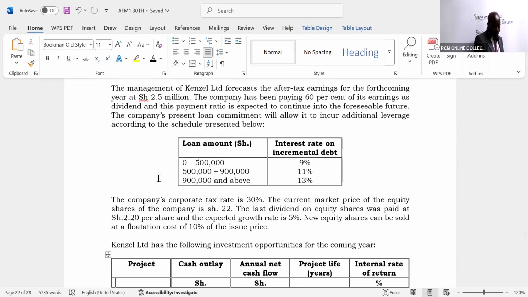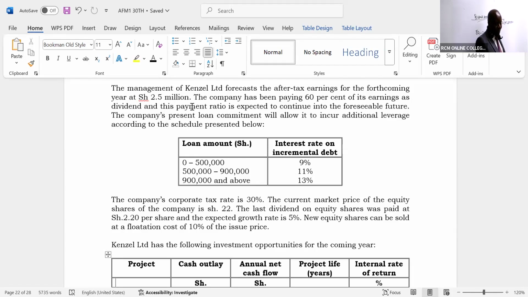It's here. The management of Kenzel Limited forecasts the after-tax earnings, what we call PAT, profit after tax, for the next year to be 2.5 million. The company has the tradition of paying out 60% of its earnings as dividends, and this payment ratio is expected to continue into the foreseeable future.